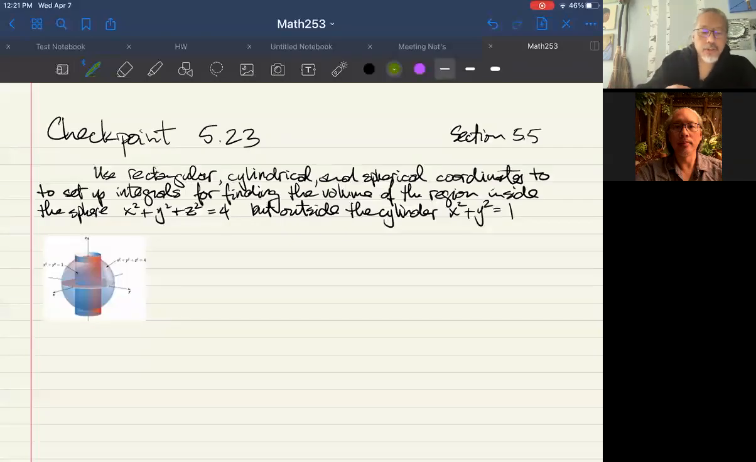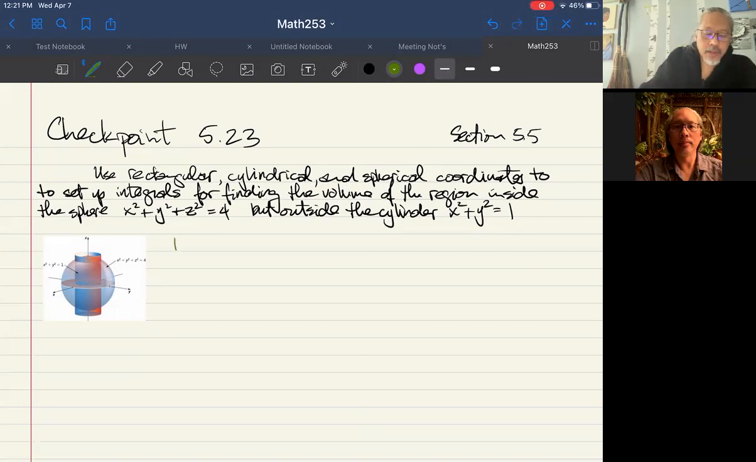Hello, we're doing checkpoint 5.23. They want us to use rectangular, cylindrical, and spherical coordinates to set up the integral for finding the volume of the region inside the sphere x squared plus y squared plus z squared is equal to 4, and outside of the cylinder x squared plus y squared is equal to 1.